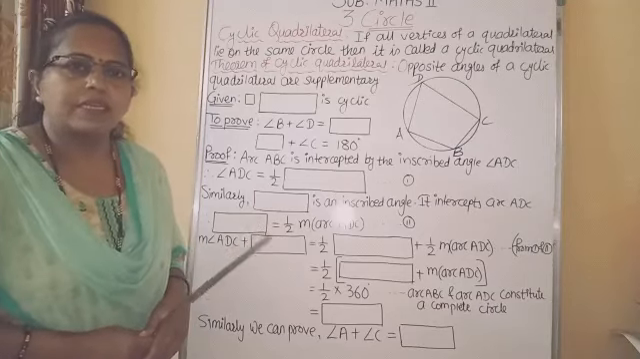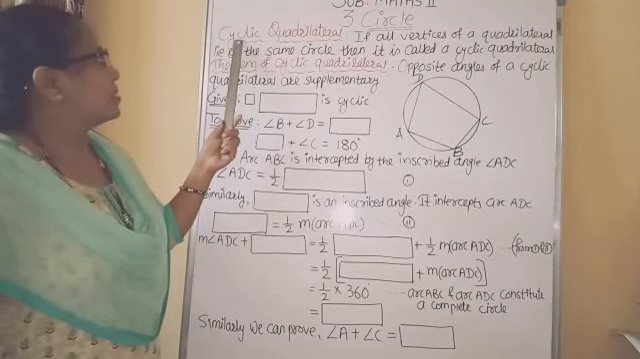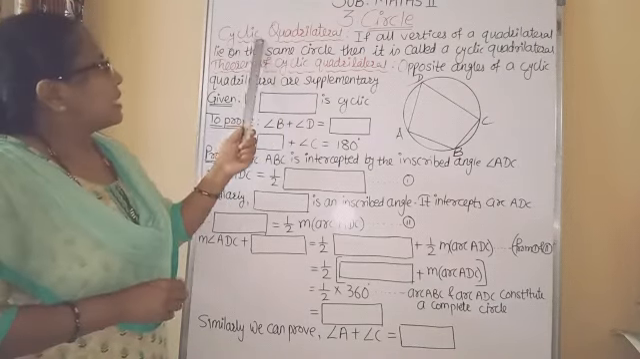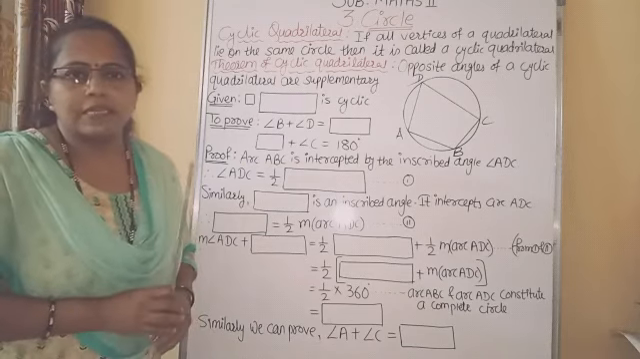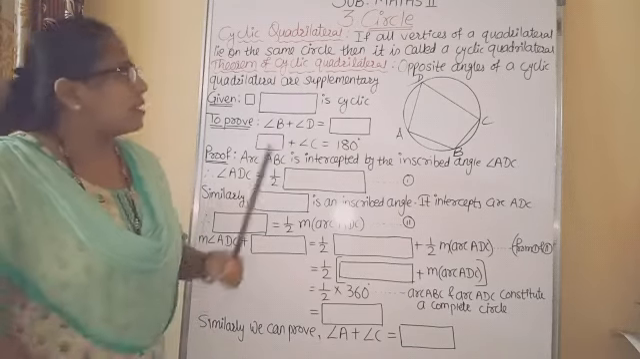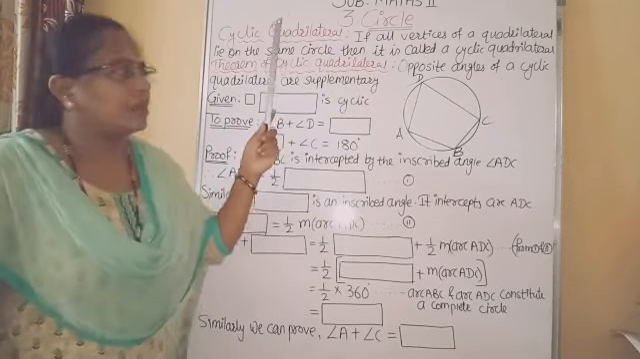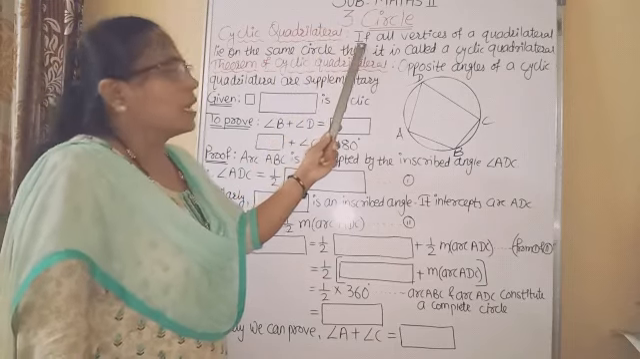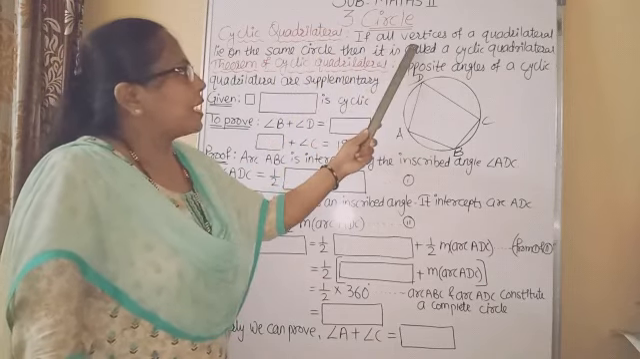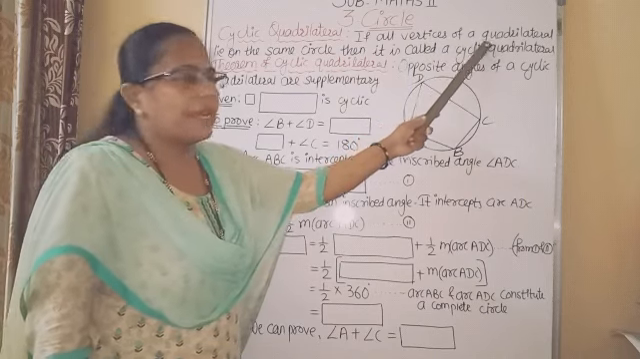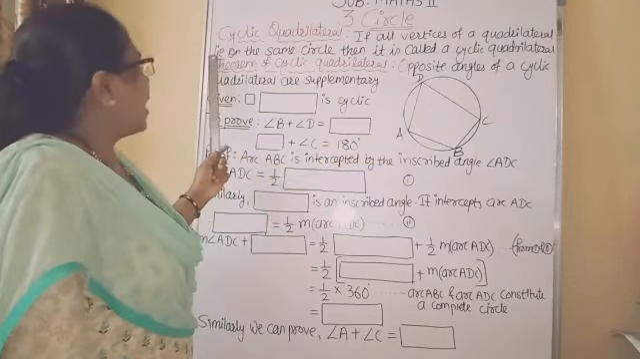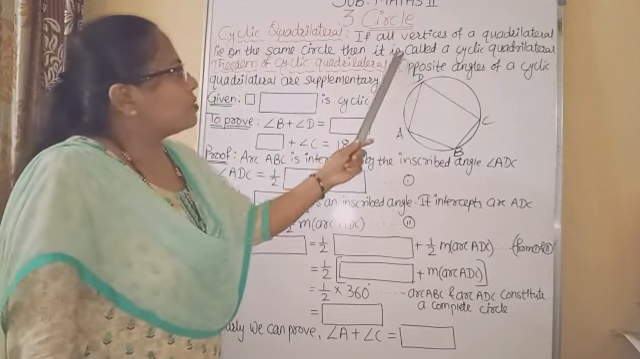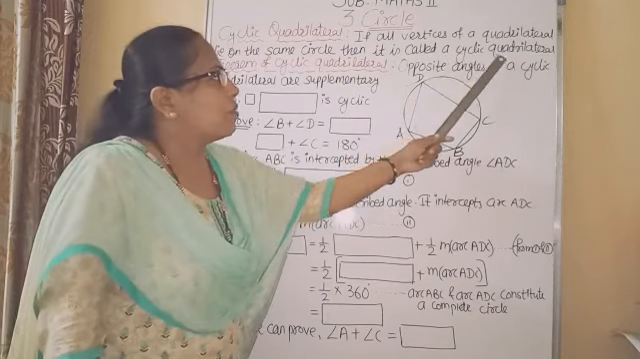Students, now let us see the next topic, cyclic quadrilateral. This cyclic quadrilateral you had already studied in 7th standard. So let us revise the definition of cyclic quadrilateral. The definition is, if all vertices of a quadrilateral lie on the same circle, then it is called a cyclic quadrilateral.